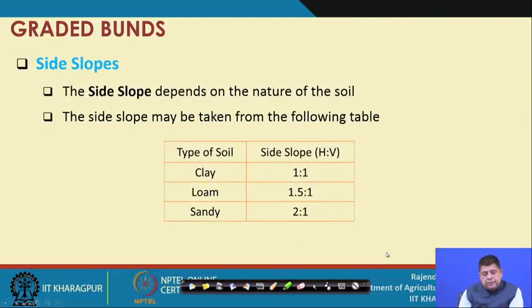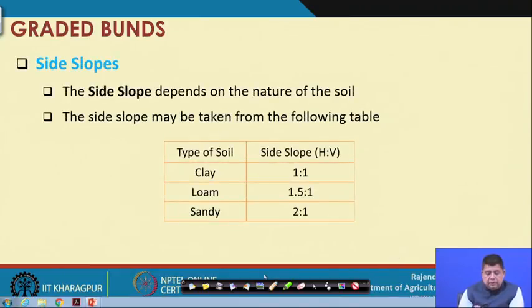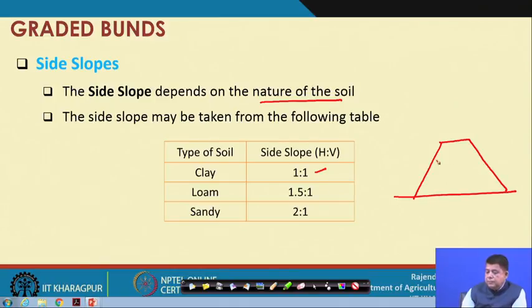The side slope recommendations remain the same because they are a function of soil characteristics, and so they do not change with the type of bund. The side slope we are talking about is this side slope, 1:1. If it is a clay soil, this is 1:1. If it is loam soil, it is 1.5:1. Horizontal is to vertical, remember H is to V, and sandy soil 2:1. So, you remember these things we always used.